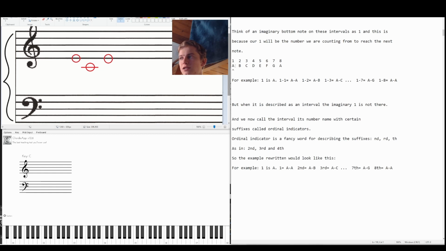So if I played 2 A's, that would be the 1 to 1. And remember, this is an imaginary 1, so normally that 1 wouldn't be there, and you just see the other one, the last one. So let's go a little further. We have 1 to 2, which is A to B. So 1 to 2 is telling us A to B, but how that would normally be written would just be 2.